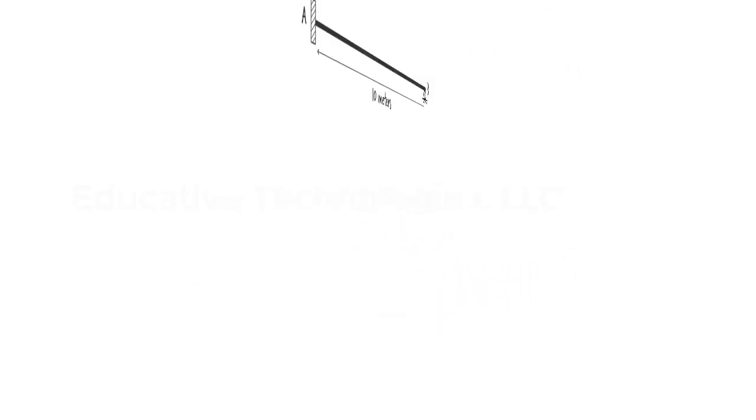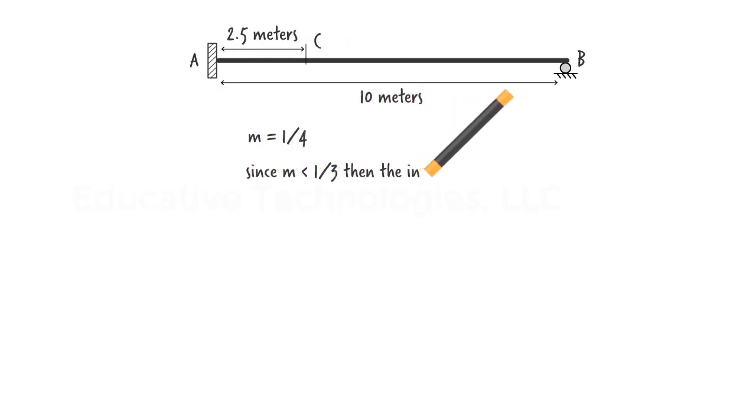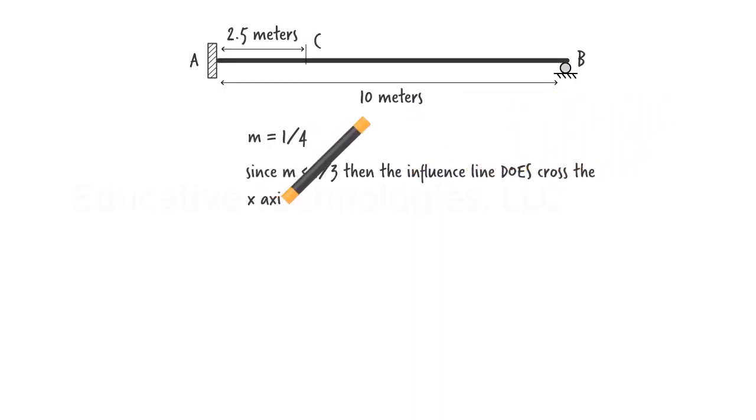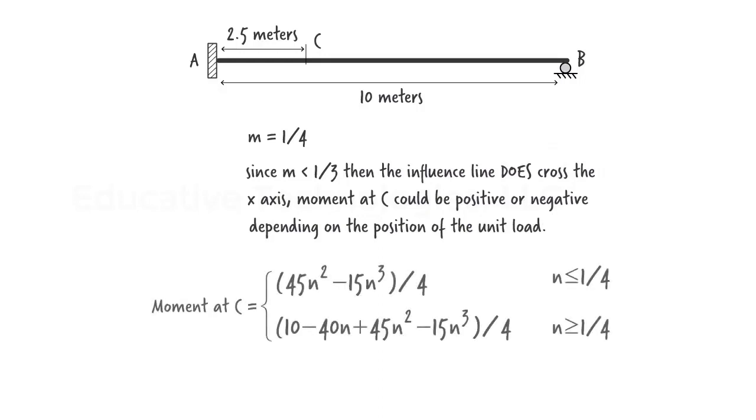However, if point C is located 2.5 meters from the left end of the beam, that is, if M equals 1 over 4, then the influence line ends up having a negative region since M is now less than 1 over 3. When we substitute 10 for L and 1 over 4 for M in the moment equations, we get. To construct the influence line for moment at C, we simply graph the two equations.